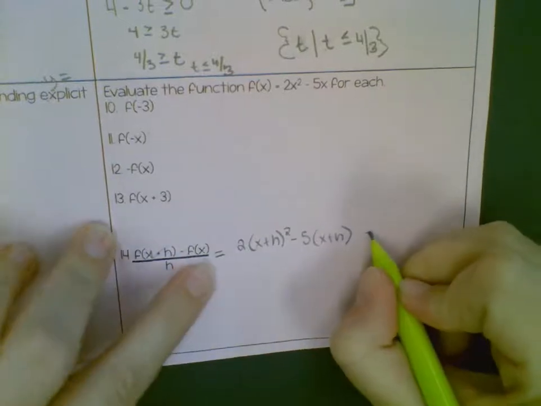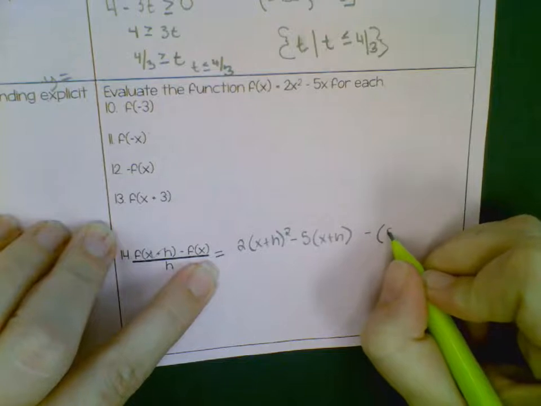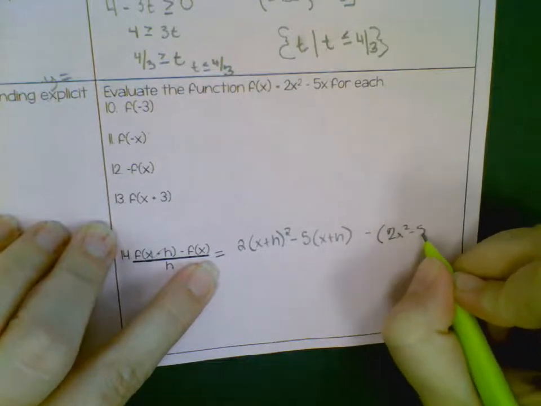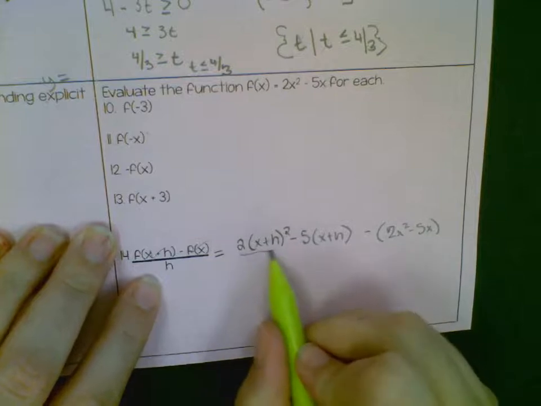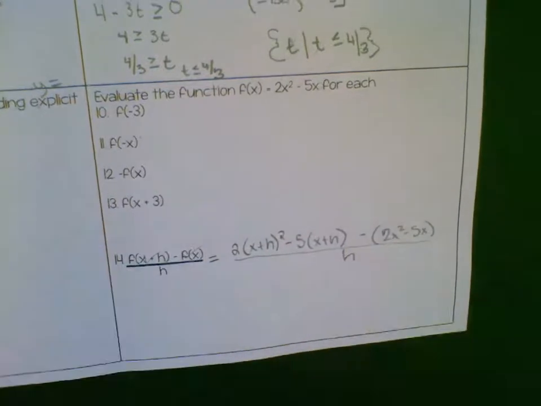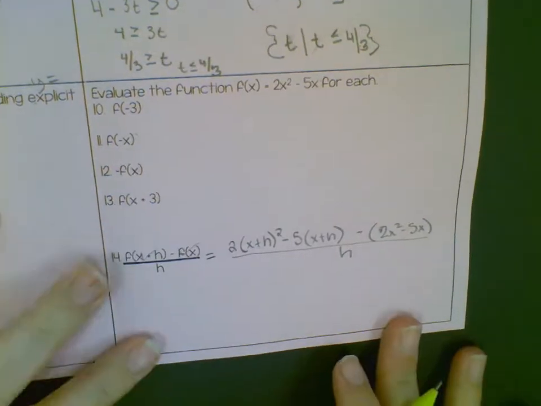Now I'm going to minus my function, and this is my function. So minus 2x squared minus 5x. And then I took care of that. And then in the bottom I just have one lonely little h. So I know we don't have much room here, so when I do the next steps, I'm not going to write the fraction until the very end, which is a bad habit to get into, but I'm doing it anyways because I write big.